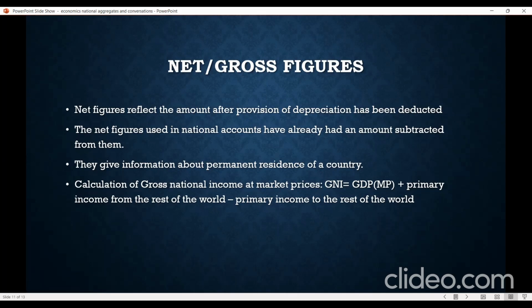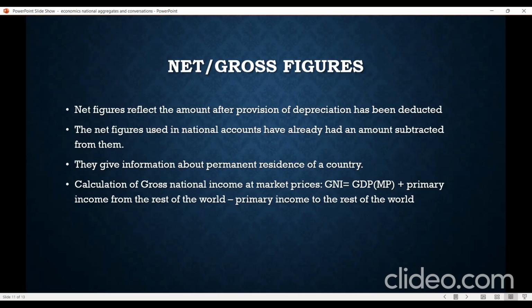How do we calculate our gross national income at market prices, right? Now, our gross national income at market prices, also known as GNI, we calculate by taking our gross domestic product at market prices. We add the primary income from the rest of the world and subtract the primary income to the rest of the world.